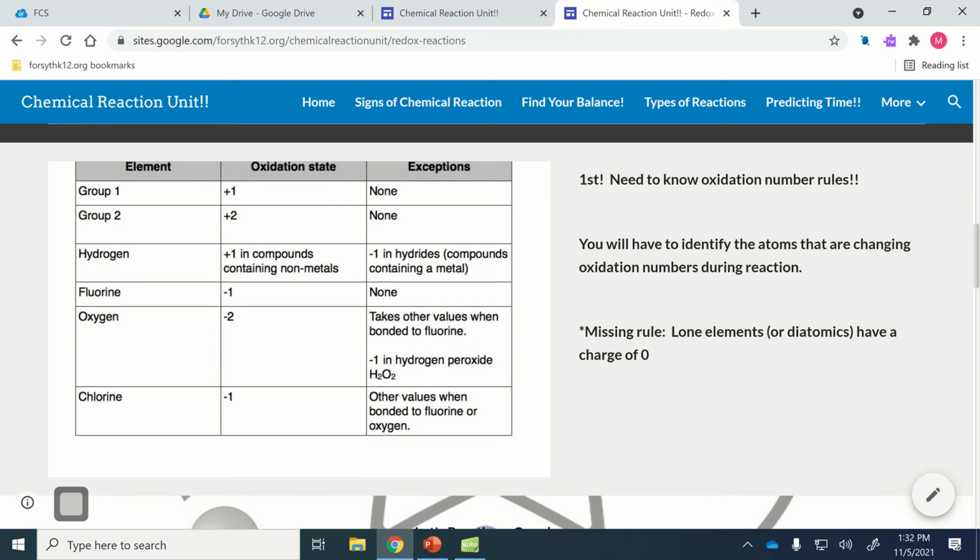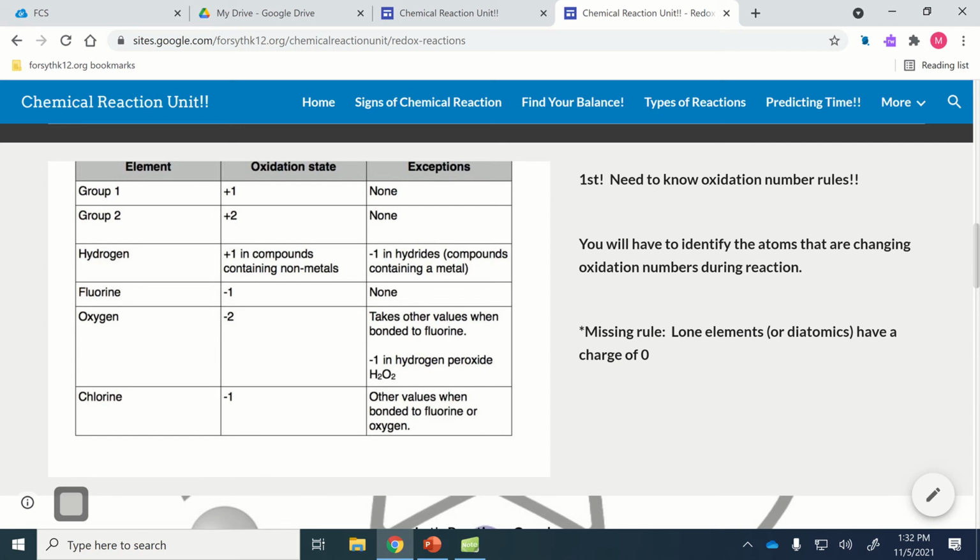Group 2 will keep its charge, +2. Hydrogen pretty much will always be +1. There is the exception that it could be a hydride and combined to a metal. That, again, I don't think we're going to run into too much, but if we do, I think we'll notice it. It'll be with like NaH, and since Na can't be anything but +1, H must be -1.